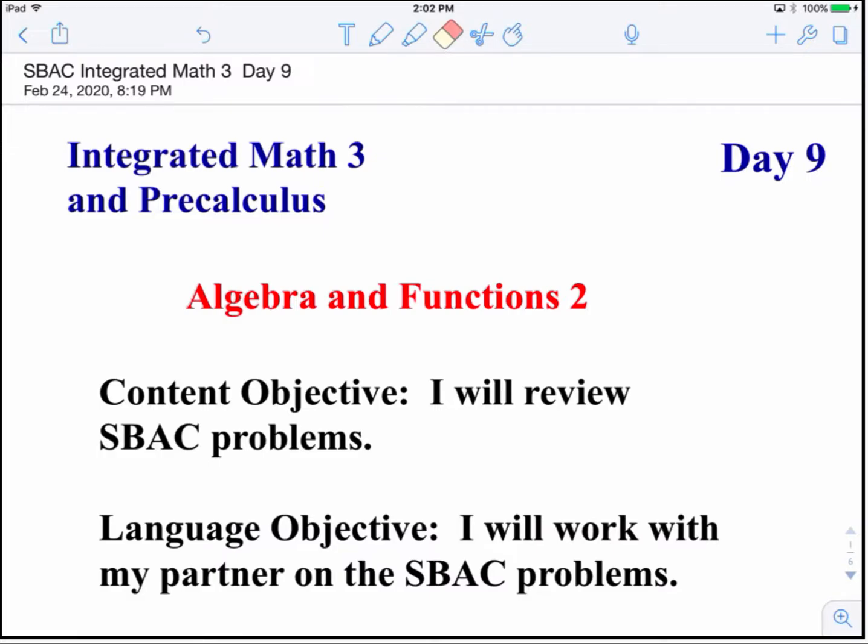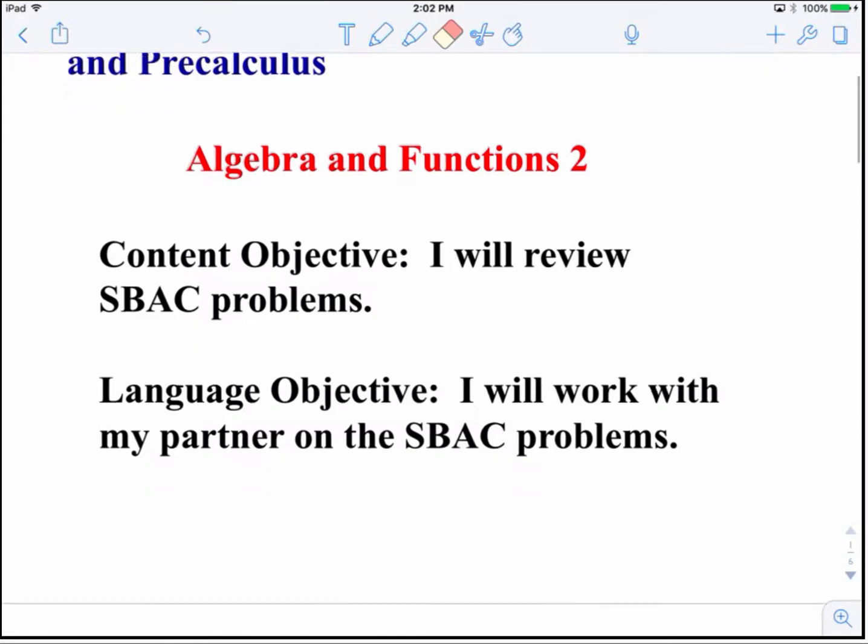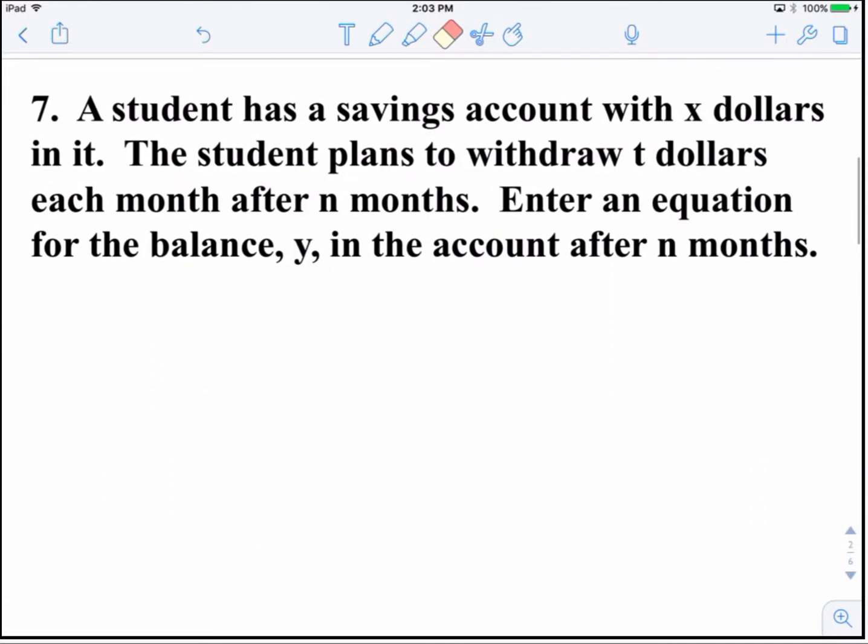So we're back to doing our SBAC review, day 9. The topic is on Algebra and Functions 2. Okay, so our first question is number 7.